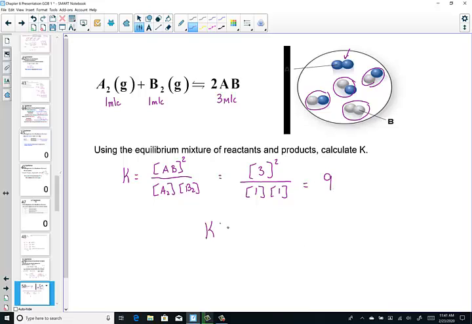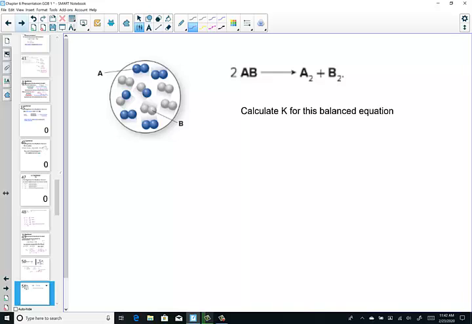With the K so large, we know that we're favoring the right side. So you would just say equilibrium lies to the right. Equilibrium is not spelled right. And therefore you know that the products are being favored. Shall we try another? You try this one. Do it without me and then come back just to check. Using the molecular art, calculate K.